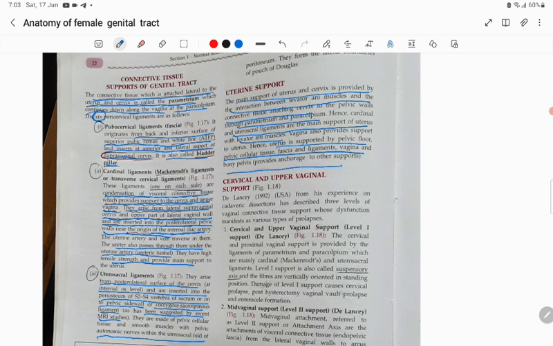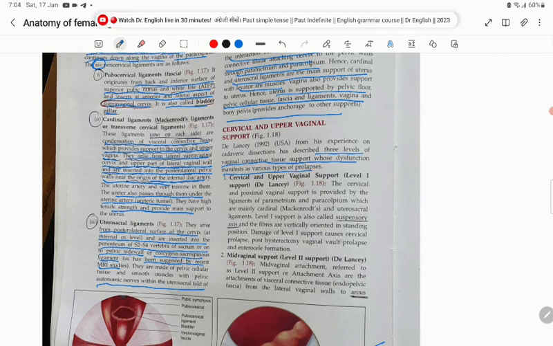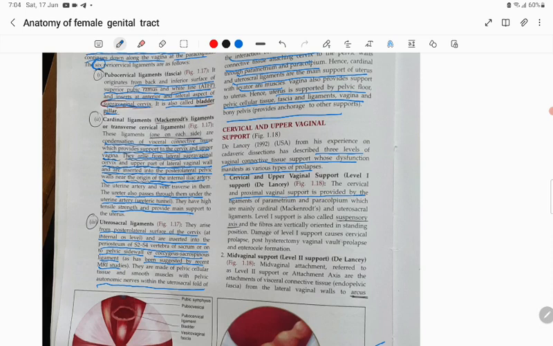The support of the cervix and upper vagina. DeLancey, by cadaveric dissection, described three levels of vaginal connective tissue support, whose dysfunction manifests as various types of prolapse. The cervical and upper vaginal support is level 1 support. The cervical and proximal vaginal support is provided by the ligaments of the parametrium and paracolpium, which are mainly the cardinal and uterosacral ligaments.